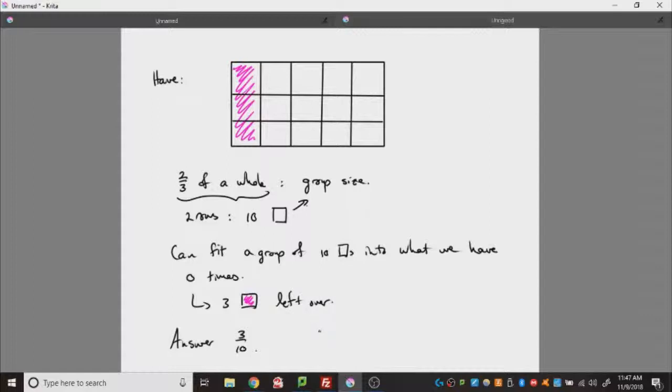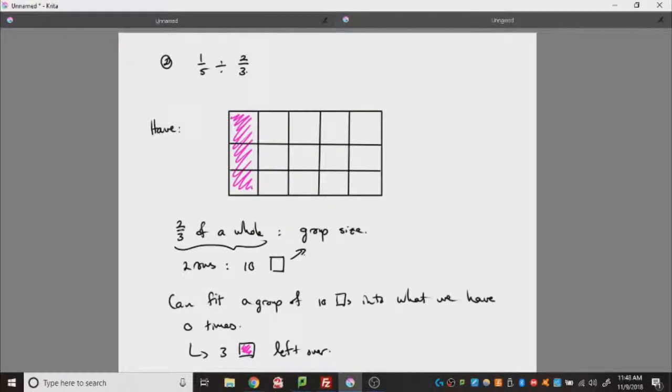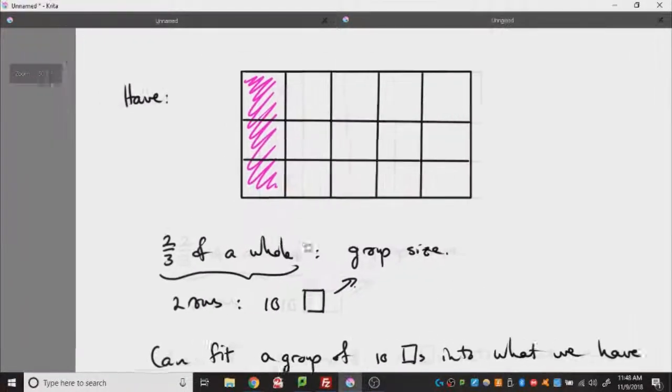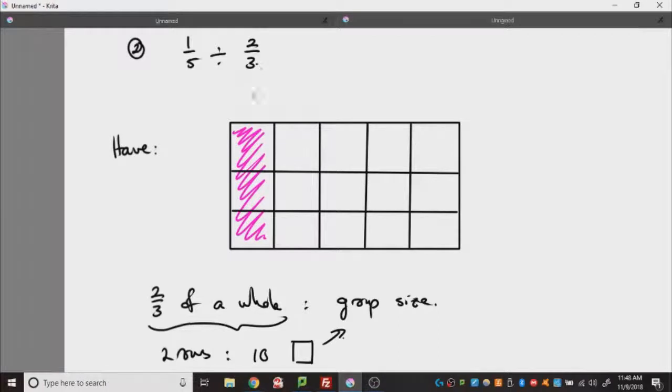Any questions on that? In the next one, we're going to have a lot more. So we'll fit in many, many. How I get to 10? So the 2/3 of a whole rectangle is what my group size really is. But how does that relate to the actual rectangle that I have? Well, I'm splitting it up into thirds, into 3 rows. 2/3 means take 2 of the 3 rows. And each row consists of 5, so 10 squares make up the group.